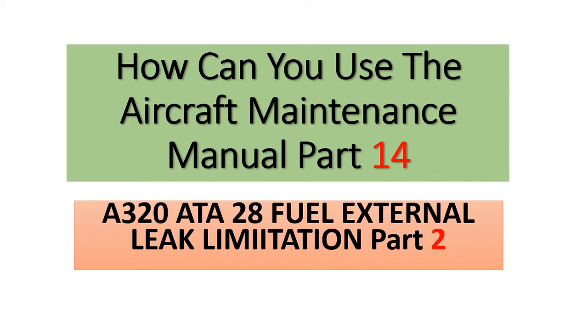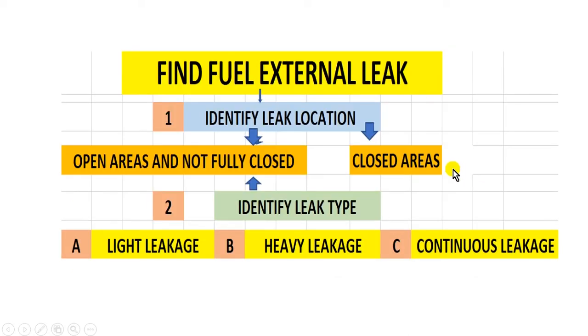Okay, now we will continue on how you can use the aircraft maintenance manual, part 14, for example Airbus 320 family, chapter 28, fuel external leak limitations, part 2. We identified before the types of leakage. Now find the fuel external leak. Identify the leak location.